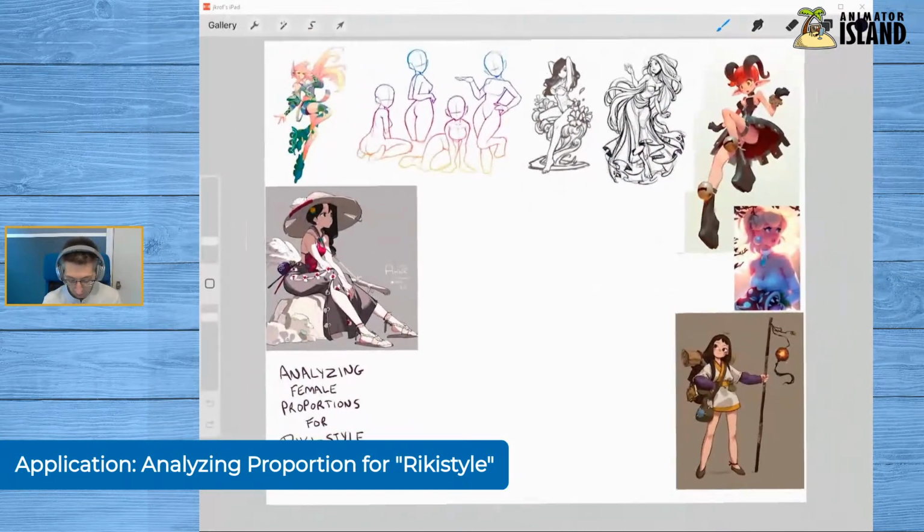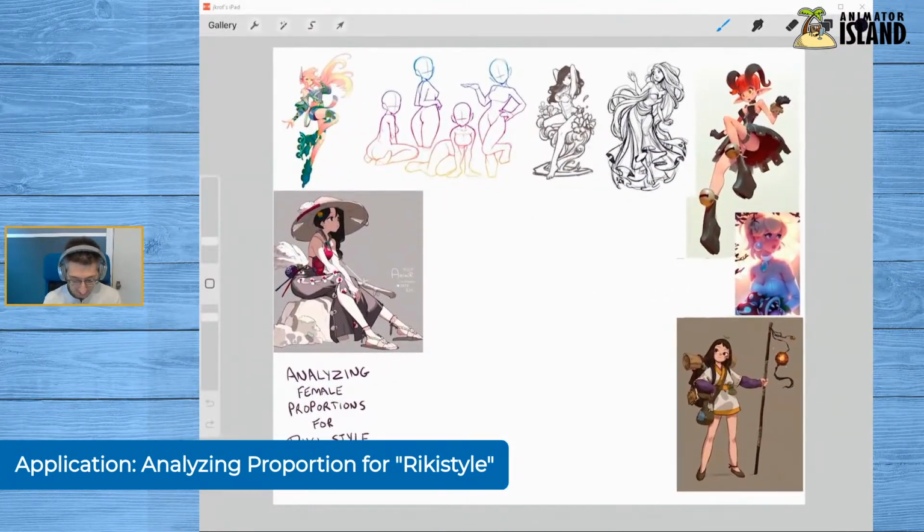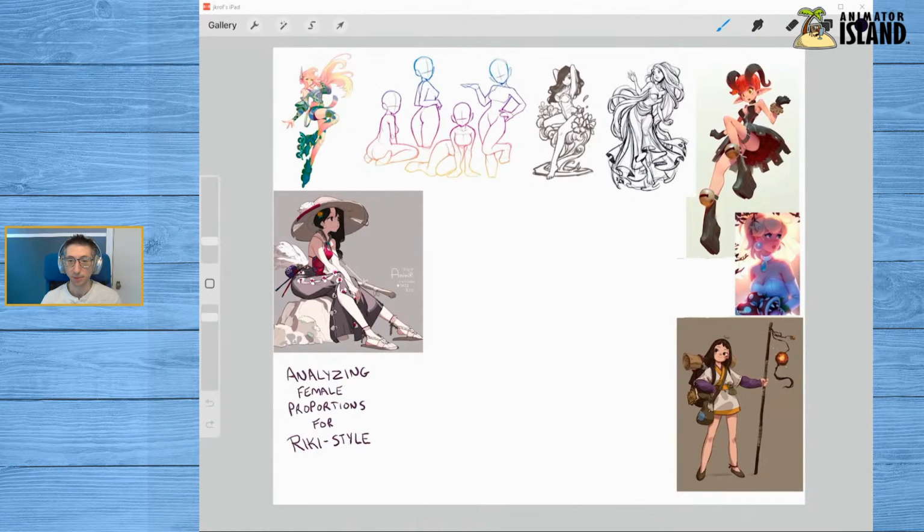So today we are going to talk, as it says down there in the corner, about analyzing female proportion, specifically for what I am calling Reiki style. Now, before we really dive in, we need to talk about a couple things just so that everybody's on the same page. First of all, it is very pretentious, in my opinion, to have the word Reiki style, because that's very much regulated to me personally, and it sounds very pretentious.